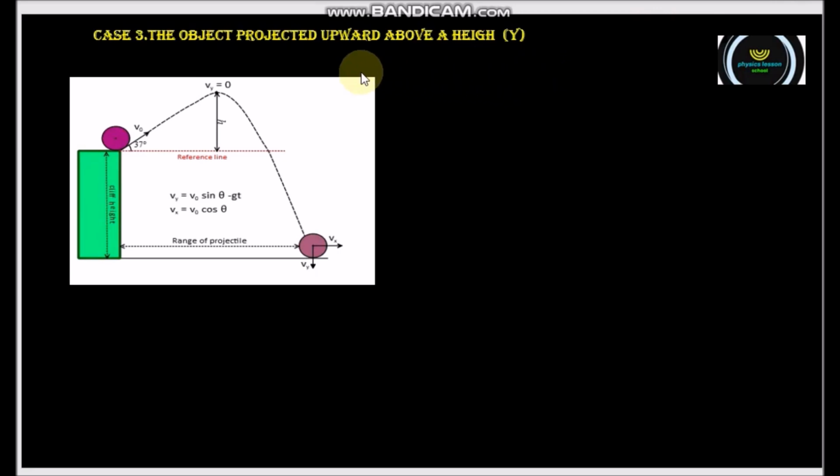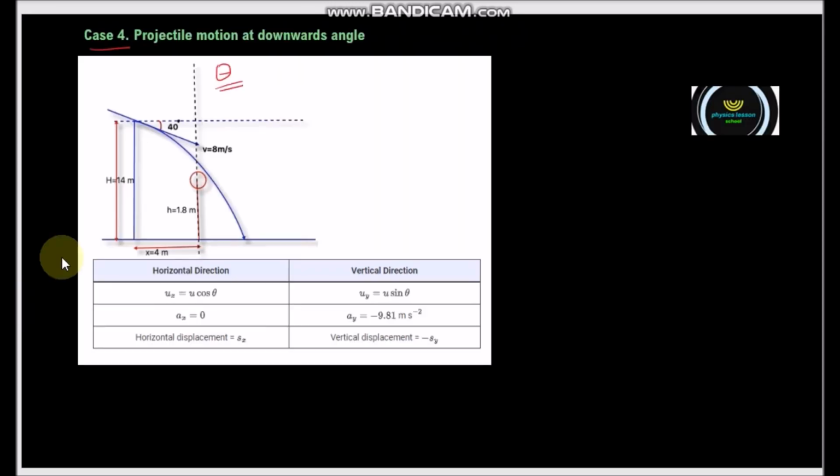Physics lesson. In the past we have seen case 1 and case 2 of projectile motion equations. Today we will see the third and the fourth case. The third case, the object is projected upward above a height h, and the fourth case is projectile motion at a downward angle.